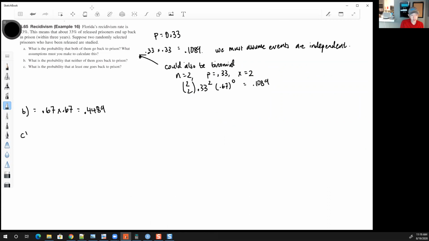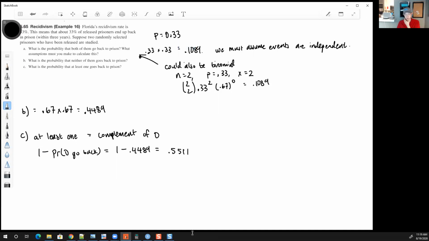Okay, and then C, at least one. Okay, so at least one is the complement of 0. So this is going to be 1 minus the probability that 0 go back, which will be 1 minus, so neither of them goes back to prison, we found to be 0.4489. And that's going to be 0.5511.